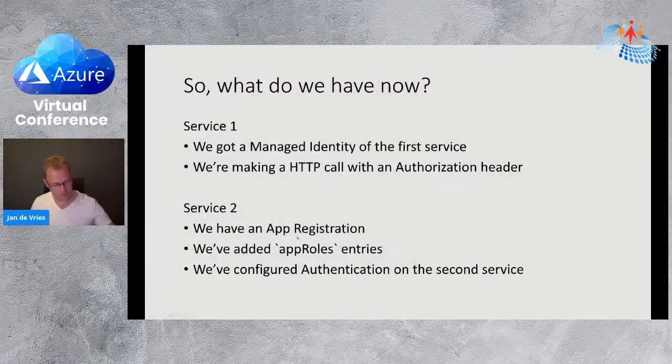So what do we have now? I'll pour in some water so you can do some reading. We've got a service, the backend to front-end service, with a managed identity. And this service is able to make HTTP calls with the JWT token in the authorization header. And we have an application registration with app roles, and we've configured authentication on this second service. So that's cool. Both are configured correctly now.